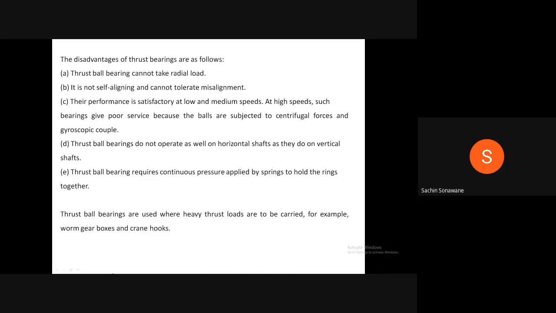Thrust ball bearings are used where heavy thrust loads are to be carried, for example, worm gearboxes and crane hooks.